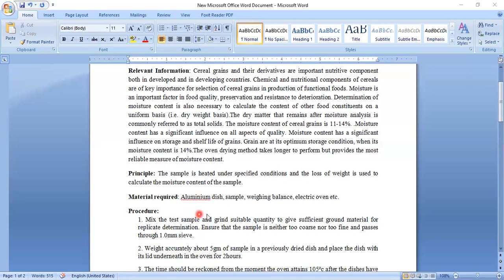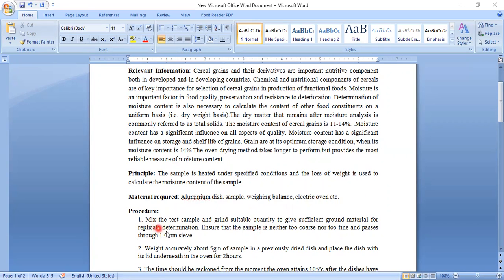The materials required for this experiment are aluminum boxes or aluminum dishes, then the food sample, then a weighing balance for measuring the sample, and an electric oven or hot air oven for the drying purpose.